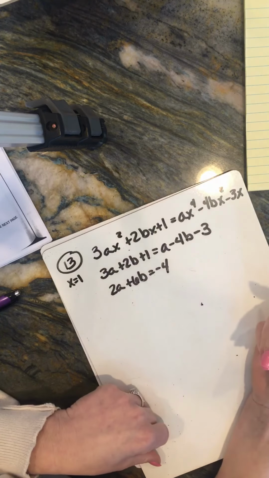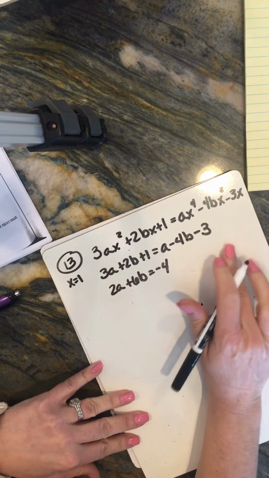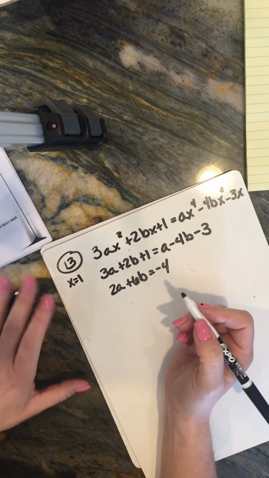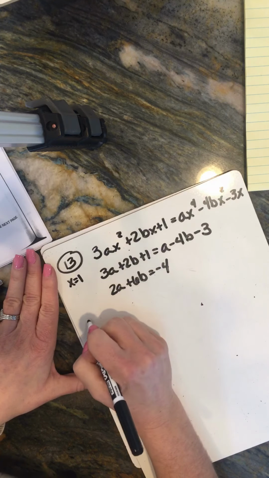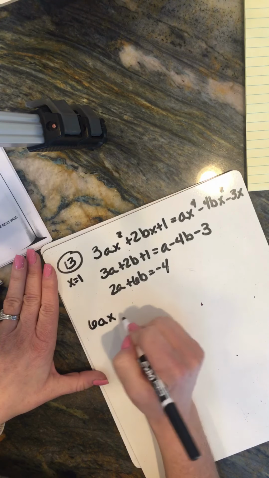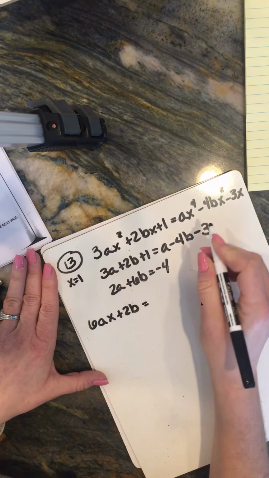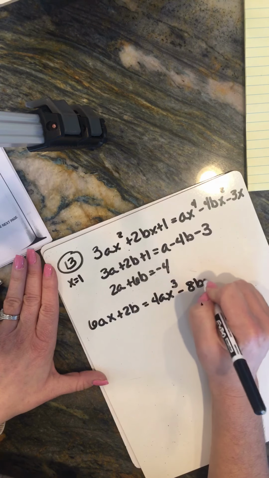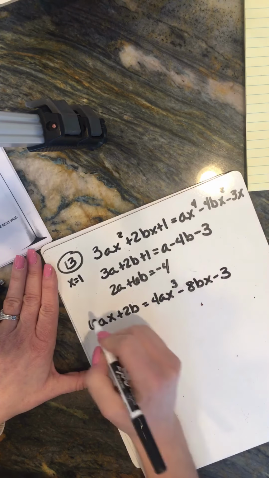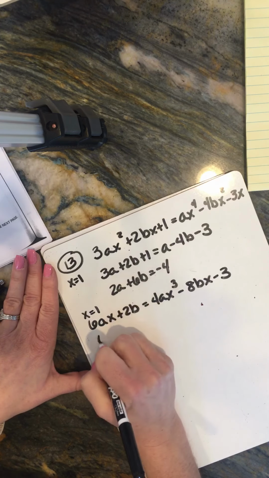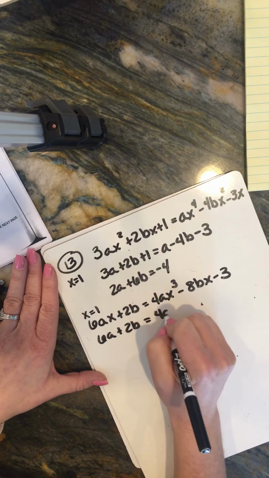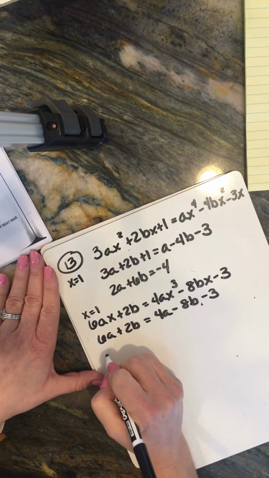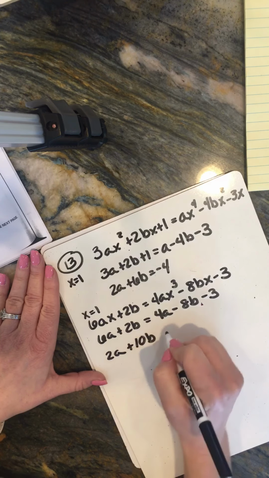All right, there's two unknowns, which means we're going to need to come up with another equation so that we have two equations. And so that means we've got to find the derivative now. It's differentiable, so we can do it. So the derivative of these guys, we've got 6ax plus 2b equals 4ax cubed minus 8bx minus 3. And again, x equals 1, so we can plug in 1. So I've got 6a plus 2b equals 4a minus 8b minus 3. And we can combine like terms again. So that's 2a plus 10b equals negative 3.